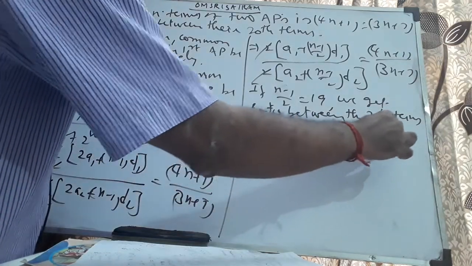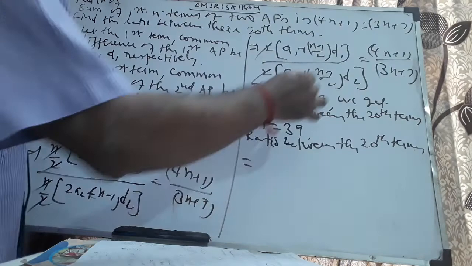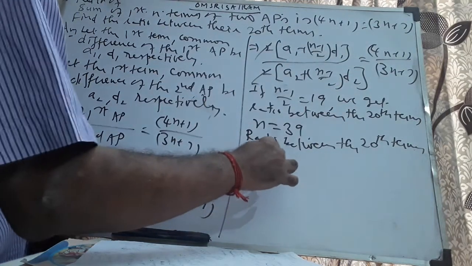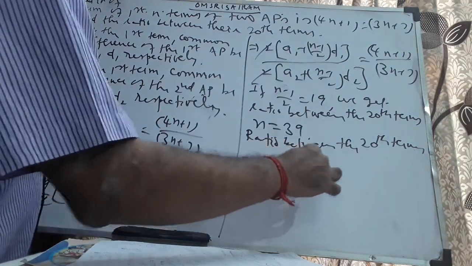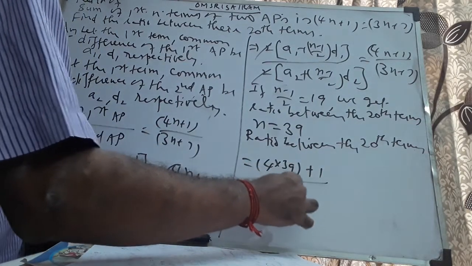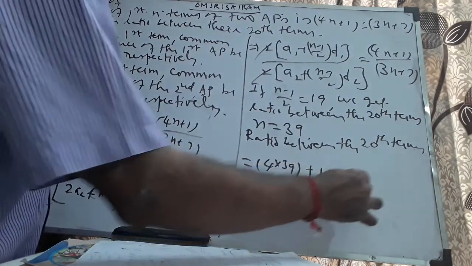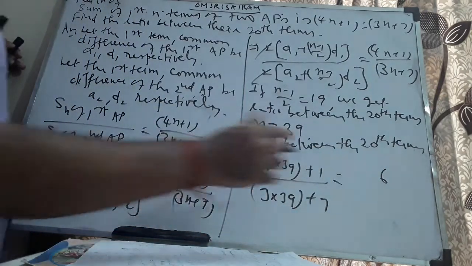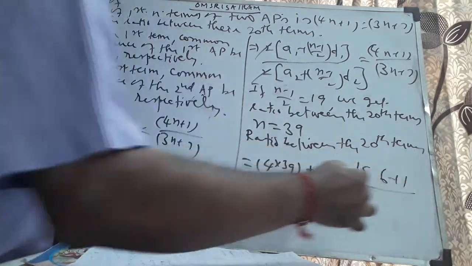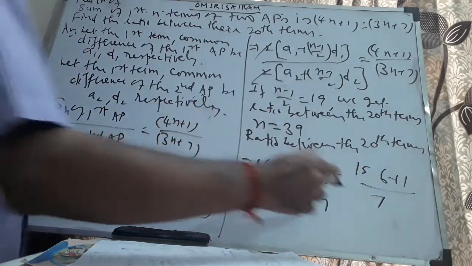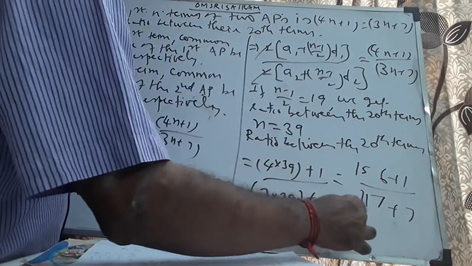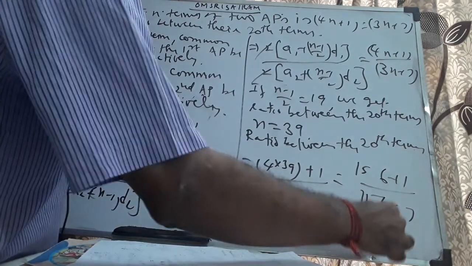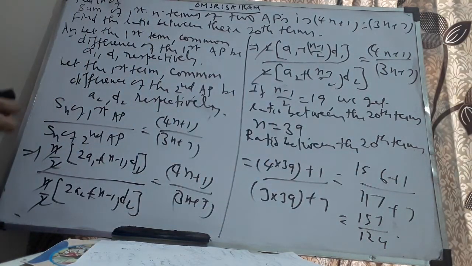Therefore, the ratio between the 20th terms: I'll just replace n by the corresponding value which we obtained. 4 into 39 plus 1 by 3 into 39 plus 7, that is 156 plus 1 divided by 117 plus 7, which is 157 divided by 124. Yes, it's correct. 3 nines are 27, 9 plus 27 is 117, 117 plus 7 is 124.